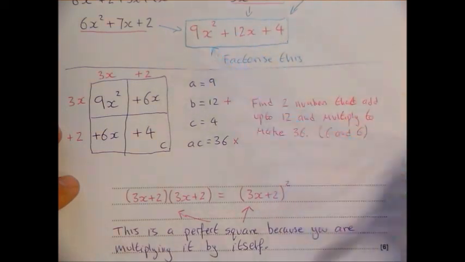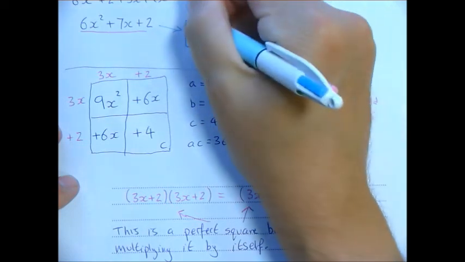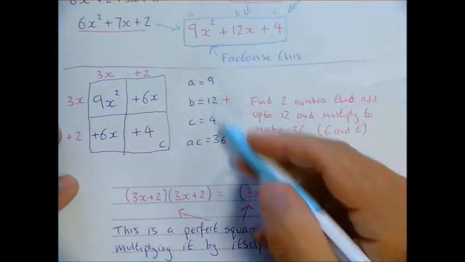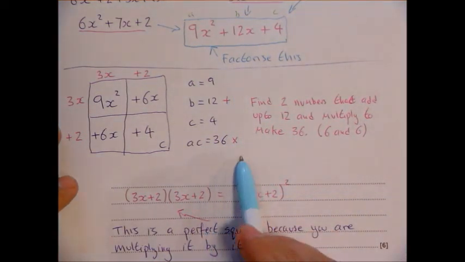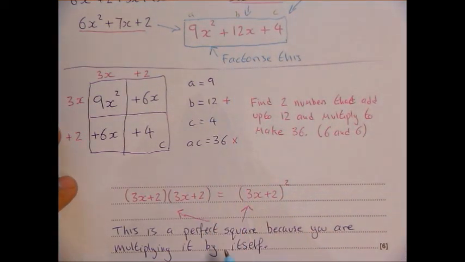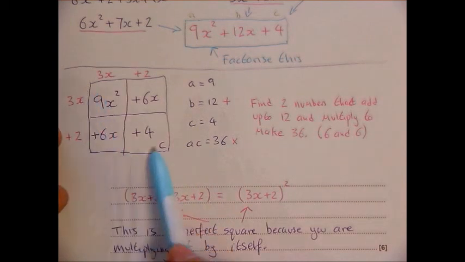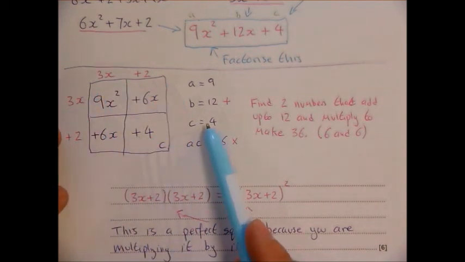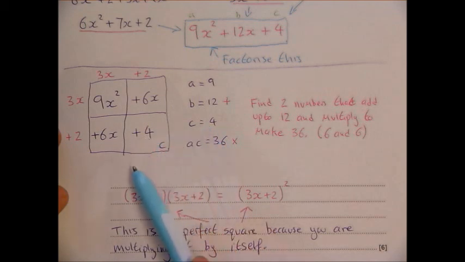So A is 9, so that is the value of A there. B is 12, and C is 4. And you also need to work out the value of AC, so 9 4s are 36. So here's my little window box. You always put C in this bottom right hand side corner, so in this case it's positive 4, it goes in there.